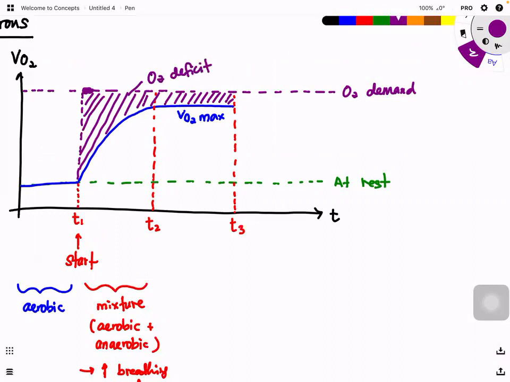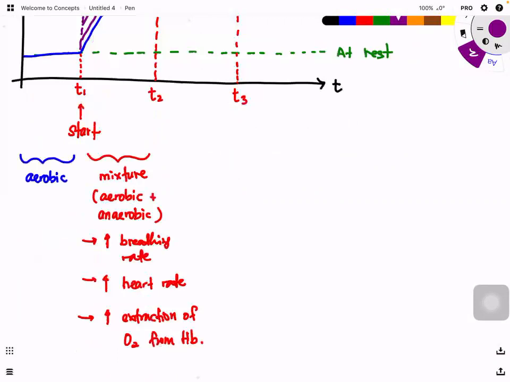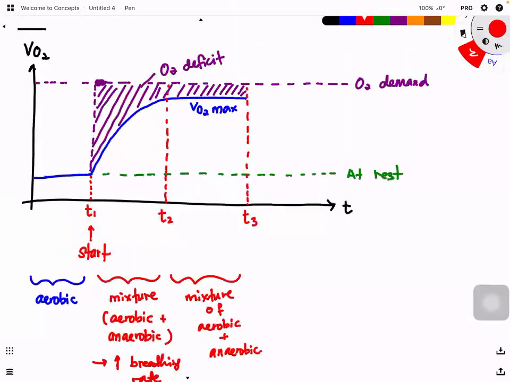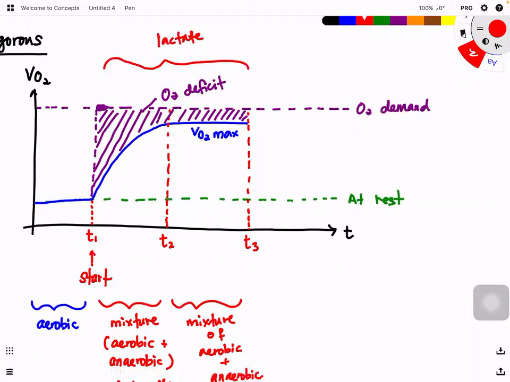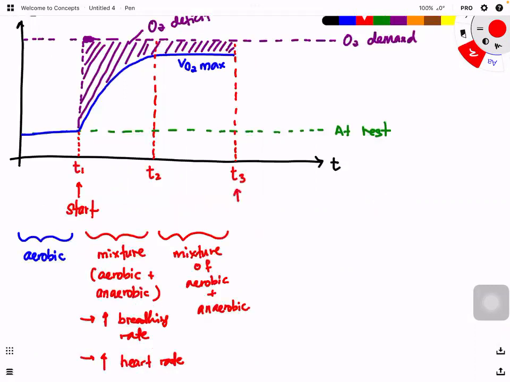So from T2 to T3, you still continue with the mixture of aerobic plus anaerobic. This strenuous activity, can you continue for long? Cannot, because lactic acid will definitely accumulate. Can you see that? The lactate continues until your muscles stop you. You feel pain, you feel muscle cramp, you can't do anything else. Then you have to stop at T3, either because the event is done, or because you can't run anymore.